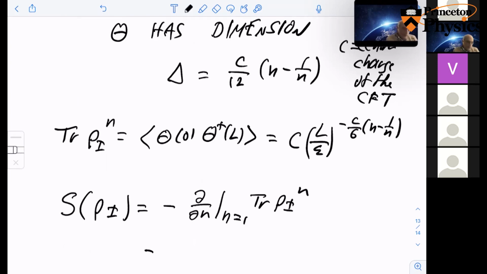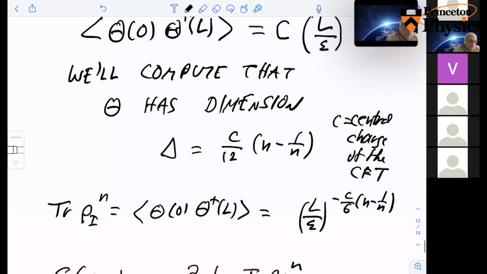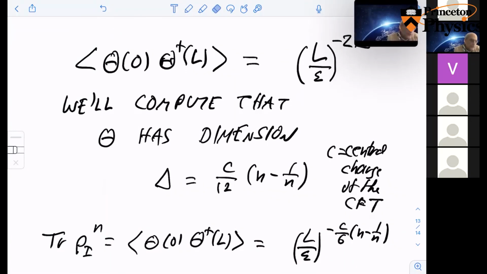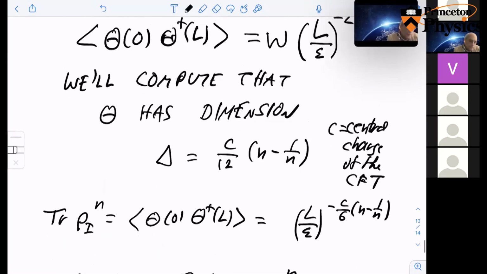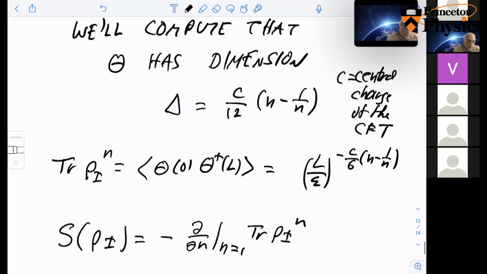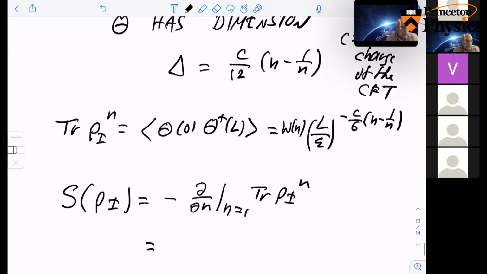We're going to learn, so I want to be more careful. C was a constant for fixed n. I don't want to call it C because that is the same symbol we use for central charge. I'll call it W. Because I didn't say anything about how to normalize theta for different n, the so-called constant is really a function of n. So the general form of trace rho to the n is L over epsilon to the minus 2 delta times some unknown function of n.